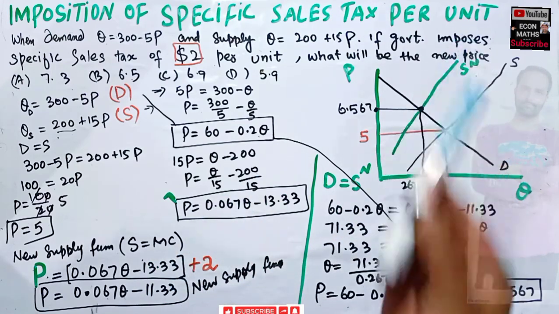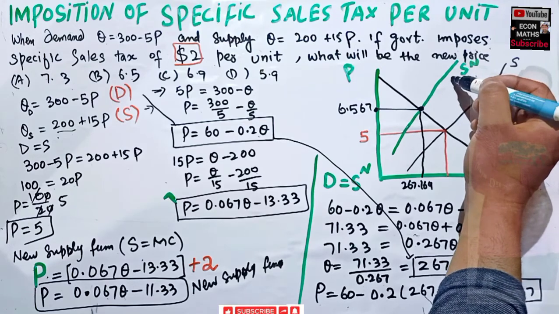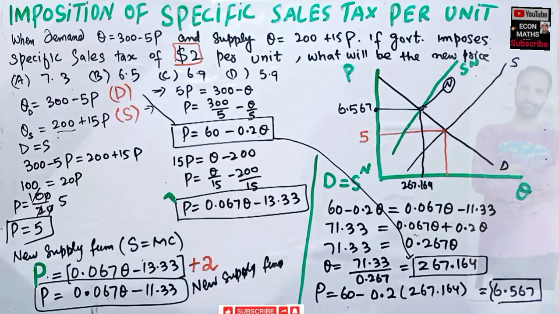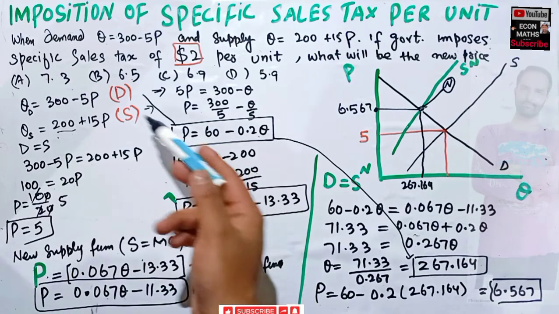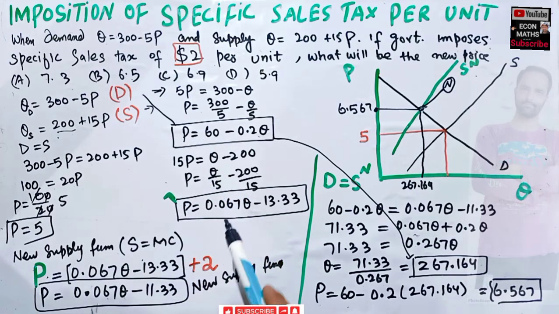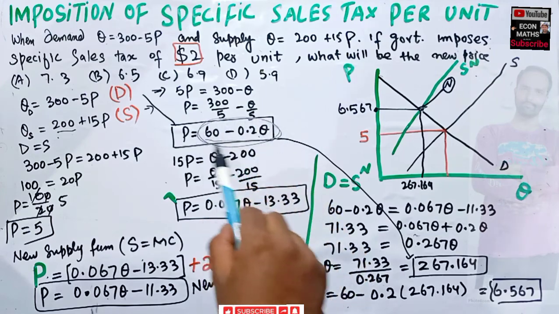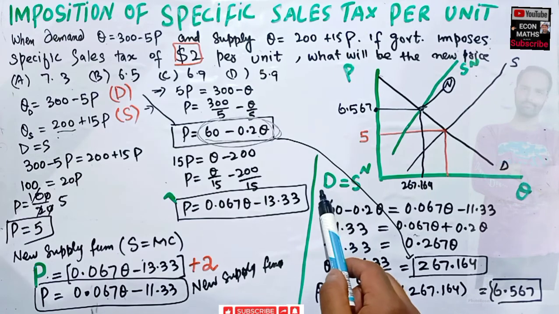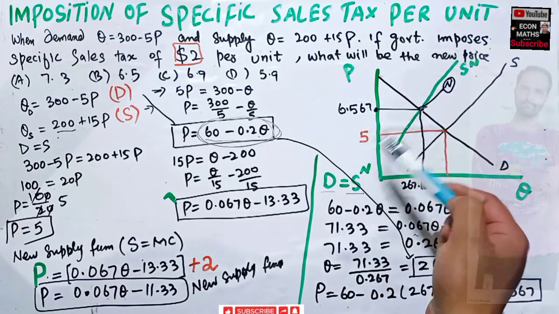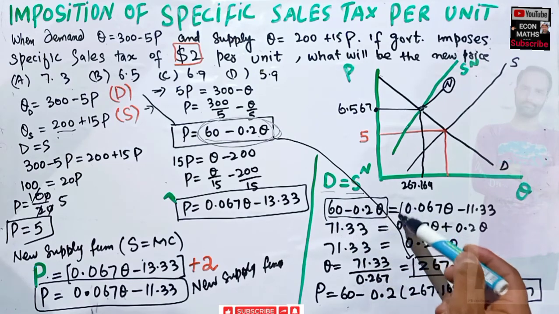That means when this shifts up, this will be our new equilibrium point. At this point what we do is equate our new supply function with the demand curve. This is our new supply function. I have just, for the sake of simplicity, transformed these demand and supply functions into inverse demand and inverse supply functions. So when the specific sales tax of $2 was imposed, our new supply function was this, and originally our demand function is this, which is our old demand function. Demand is equal to supply, so equilibrium occurs where demand and supply intersect with each other.